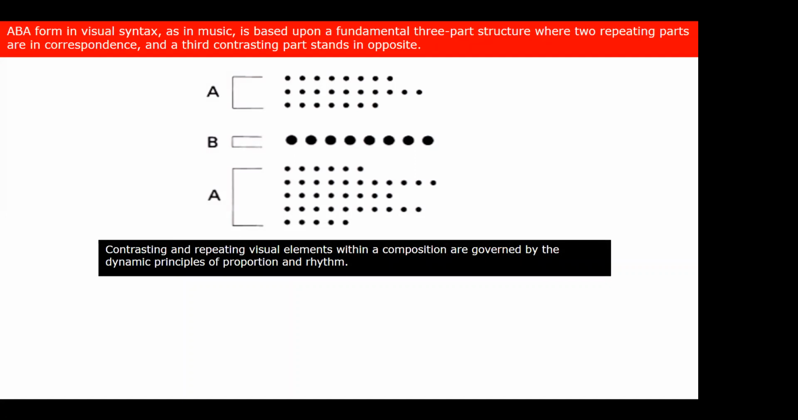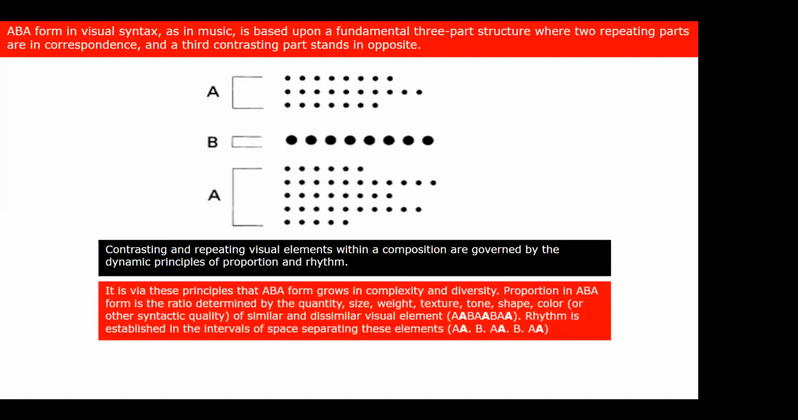Contrasting and repeating the visual element within a composition are governed by the dynamic principle of proportion and rhythm. This is Weir's principle that ABA form grows in complexity and diversity. Proportion in the ABA form is the ratio determined by the quantity, size, weight, texture, tone, shape, color, or even other static quality of similar and dissimilar visual elements, composed as AAB, AAB, AAB, or ABA, ABA, etc.